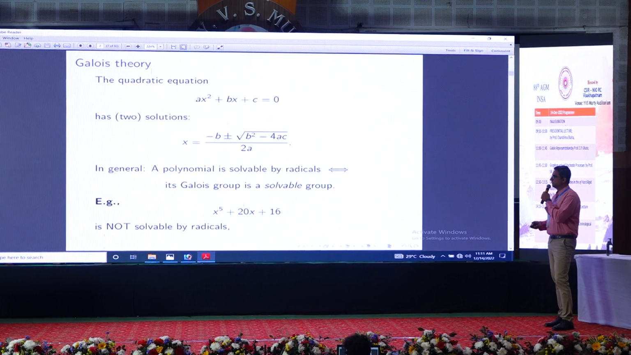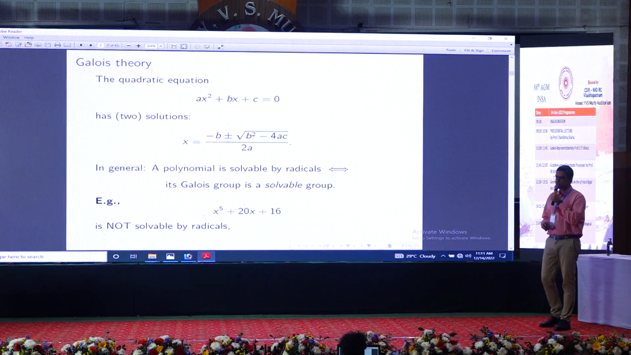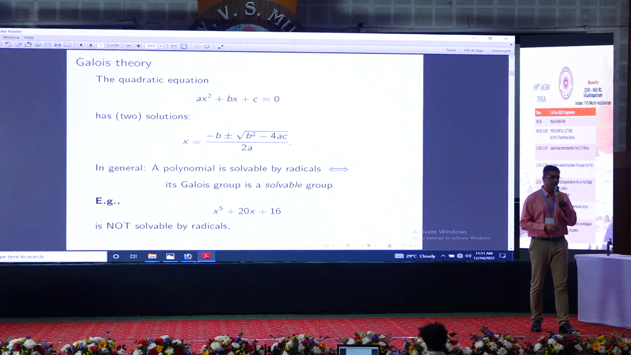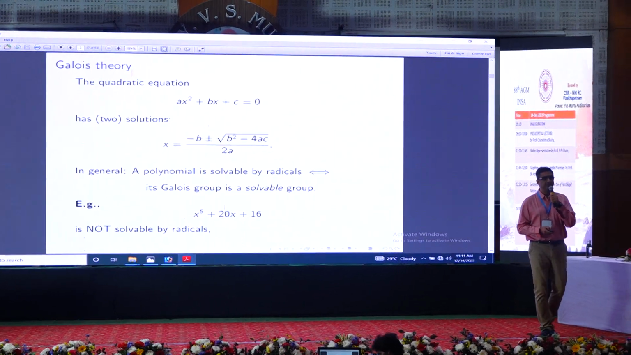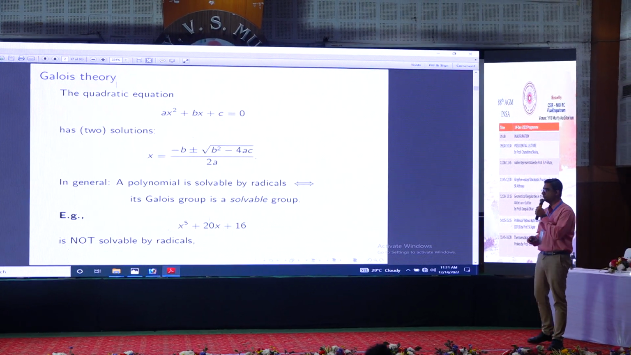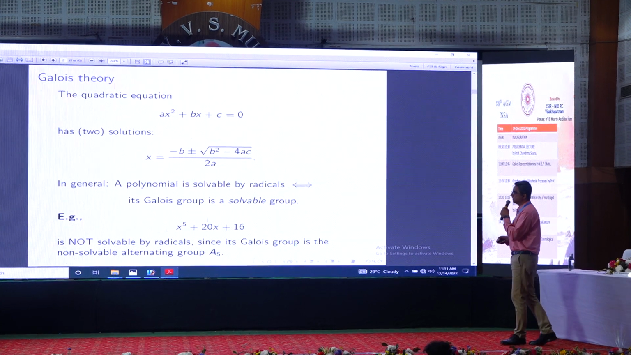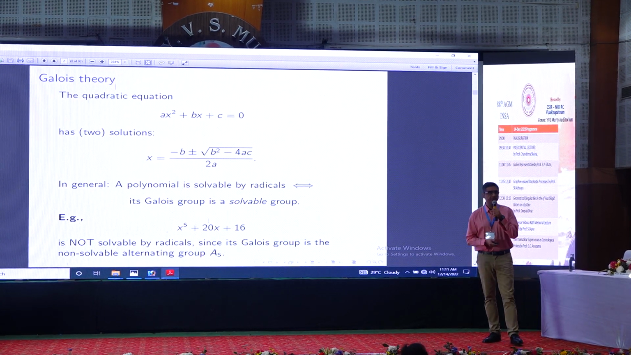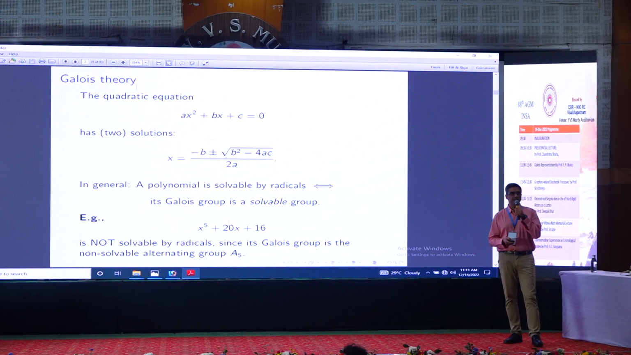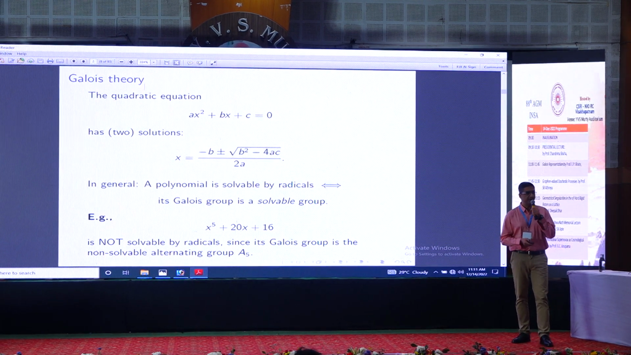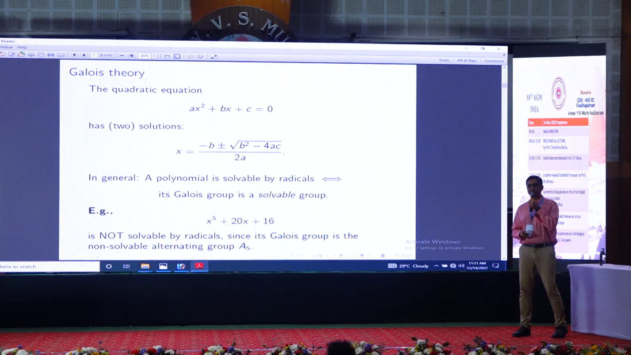So here's an example. If you try to solve this by square roots or cube roots or fourth roots or fifth roots, you won't be able to solve this equation, because the Galois group of this polynomial is, it's not important what this group is, some group of order 60, it has 60 elements in it. The group is A5. It's not a solvable group.